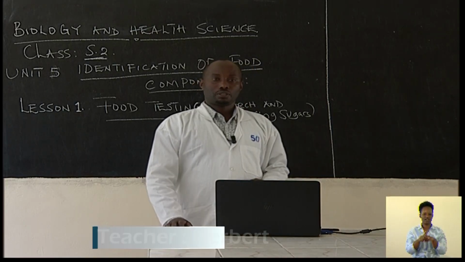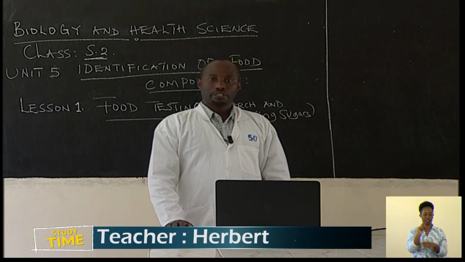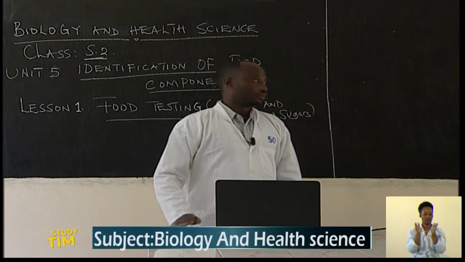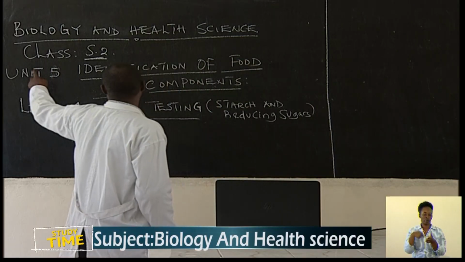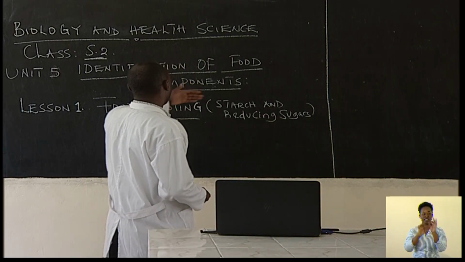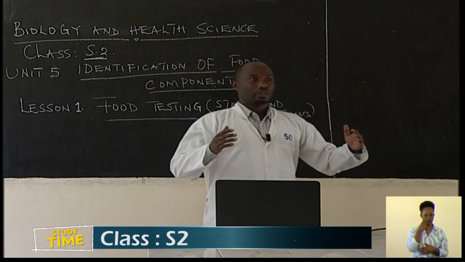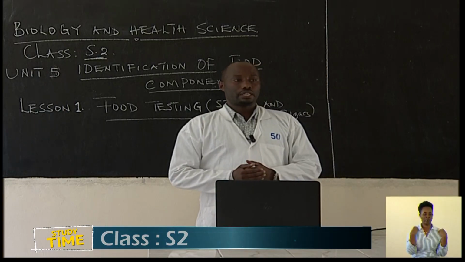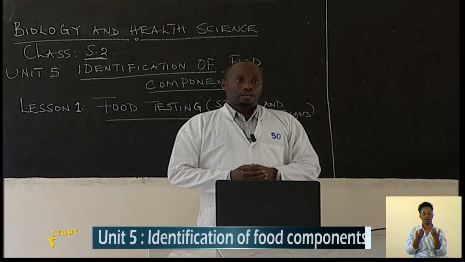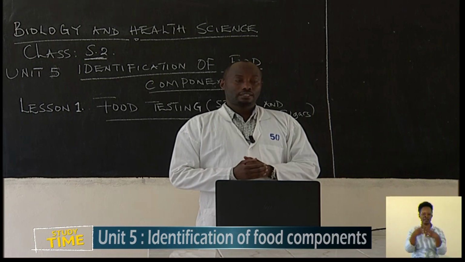As usual, I'm teacher Herbert, and I'm going to be taking you through the biology and health science of Senior 2. The lesson of today is Unit 5, which is concerning identification of food components. Under this, we are going to go through a practical lesson concerning testing of starch and reducing sugars. And that lesson is very important in very many classes.